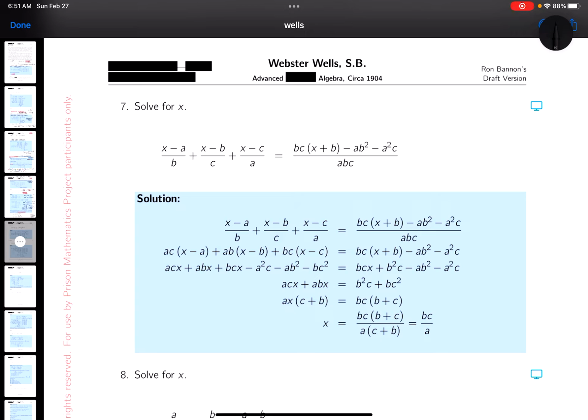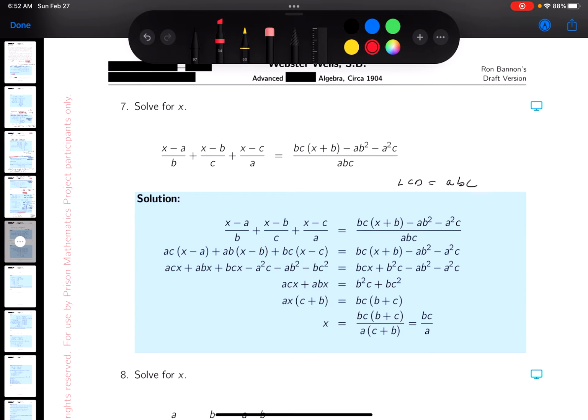Okay, I think we're at a stage where you know what we're doing. We're writing the LCD down somewhere. I'll write this over here. The LCD is ABC. And then you multiply both sides by the LCD. Now, if you do that, I'm going to say it's pretty easy to do.